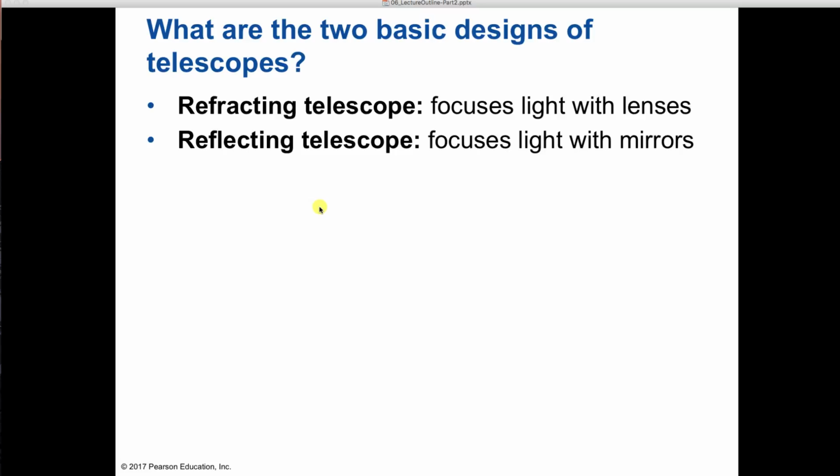So what are the two different designs that you might see in telescopes? There's two types. There's refracting telescopes and there's reflecting telescopes. Telescopes that focus the light with lenses are called refracting. Telescopes that focus light with mirrors are called reflecting, as you might expect.